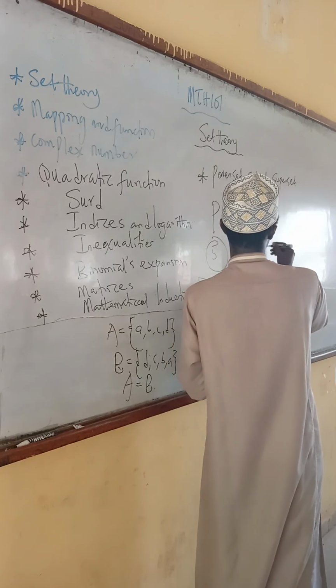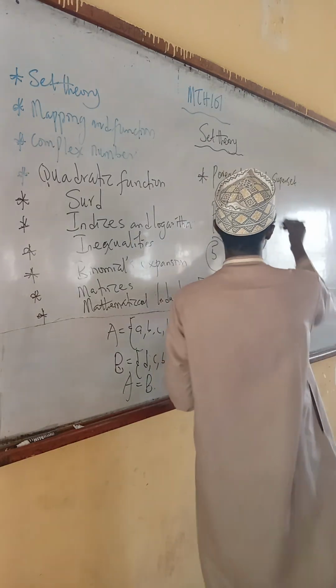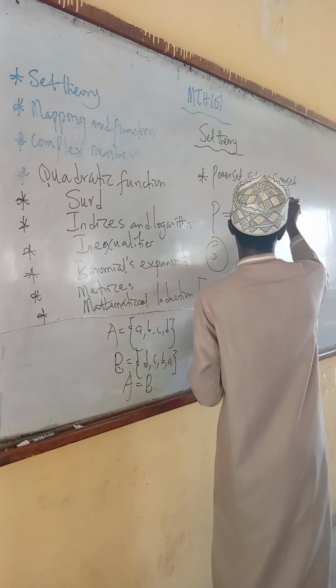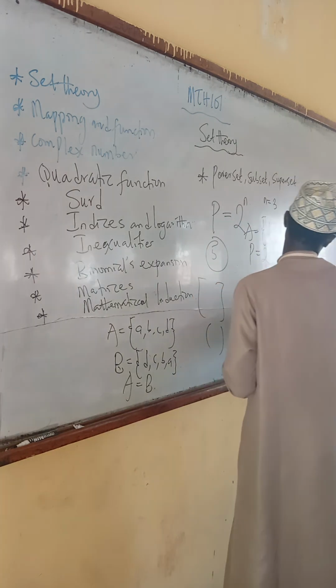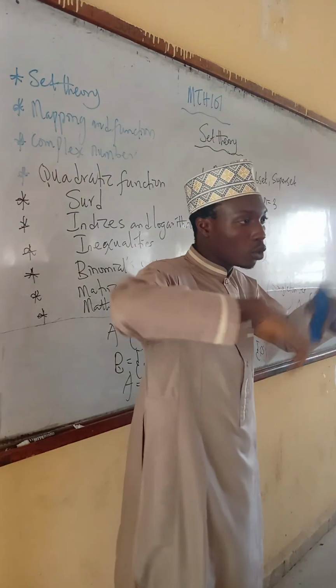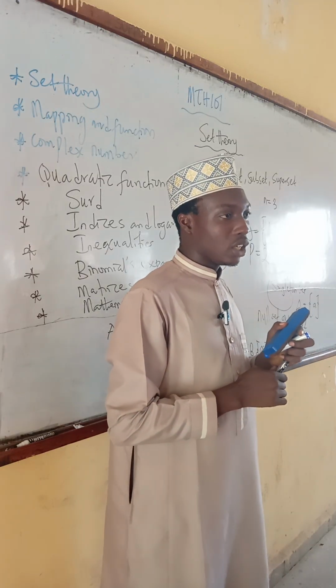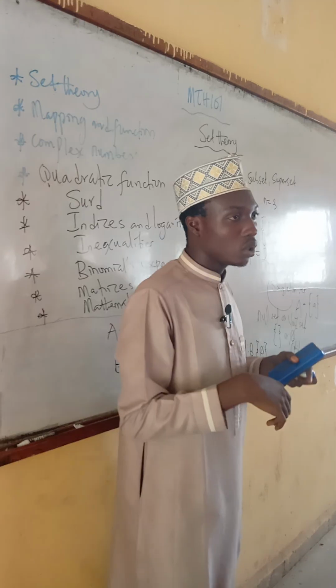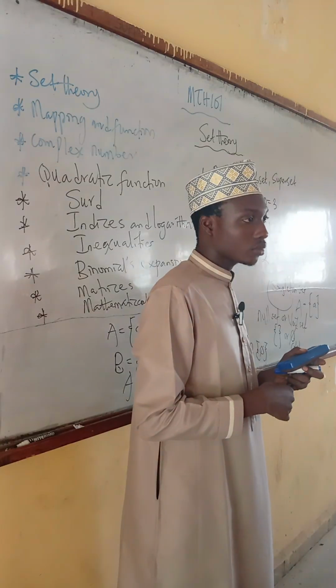So, what's the power set for this one now? 2 raised to the power n. So, n is the number of elements. You get? So, how many elements do you have here? 3. So it will be 2 raised to the power what? 3. 2 raised to the power 3 is what? 8. That means the total thing you can see in this particular set is what? 8. Do you understand? So if we now ask you to list them out, that's where subset comes in.